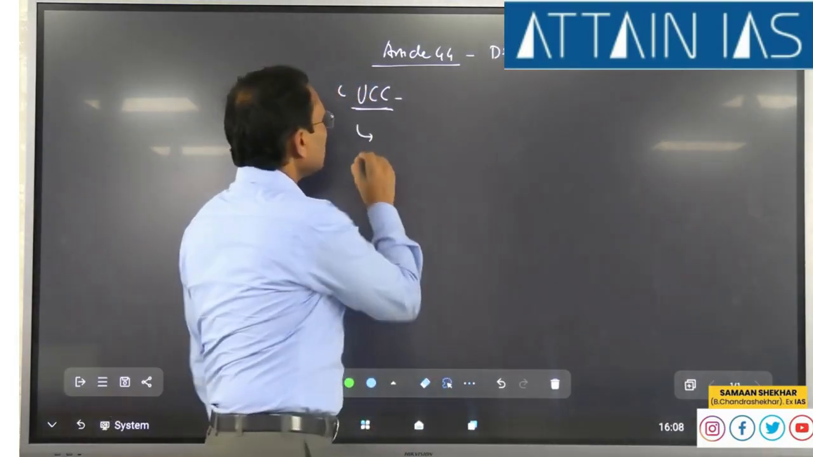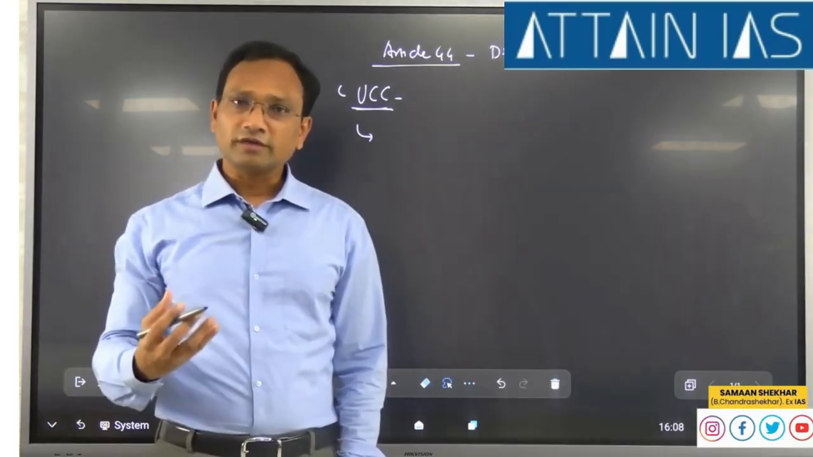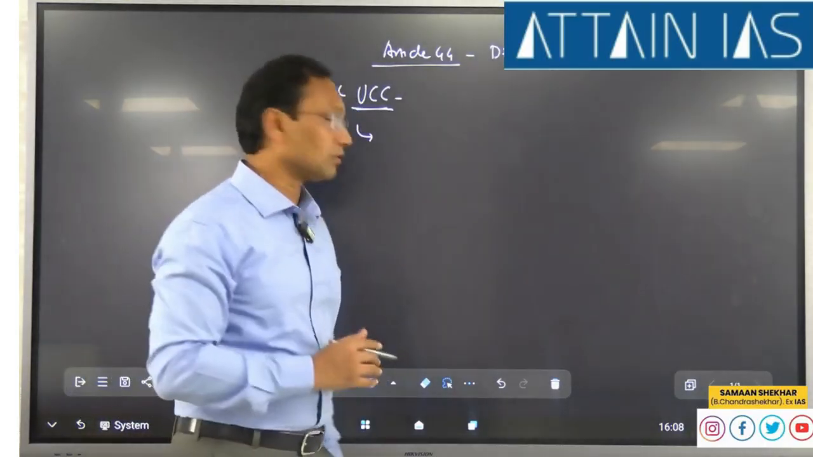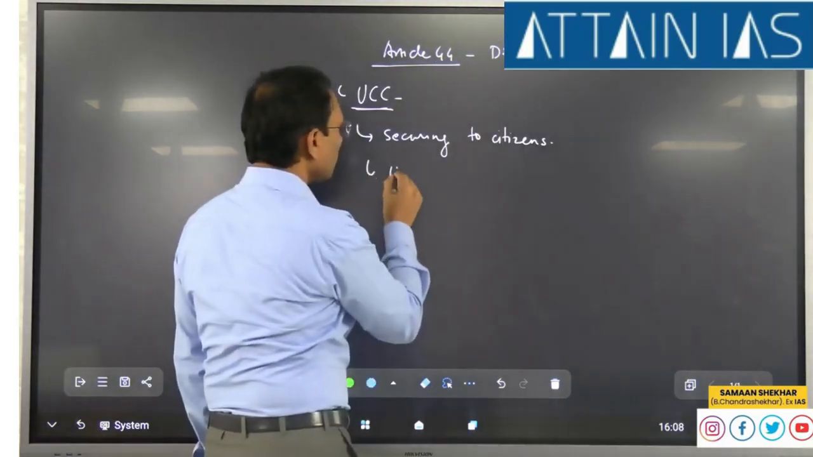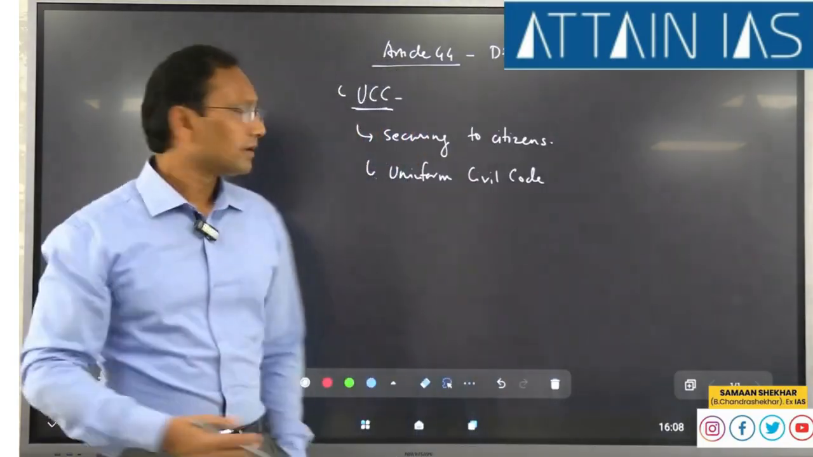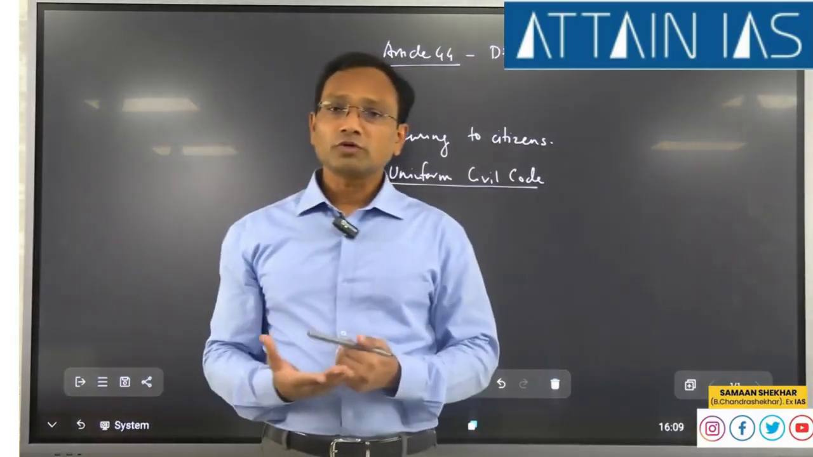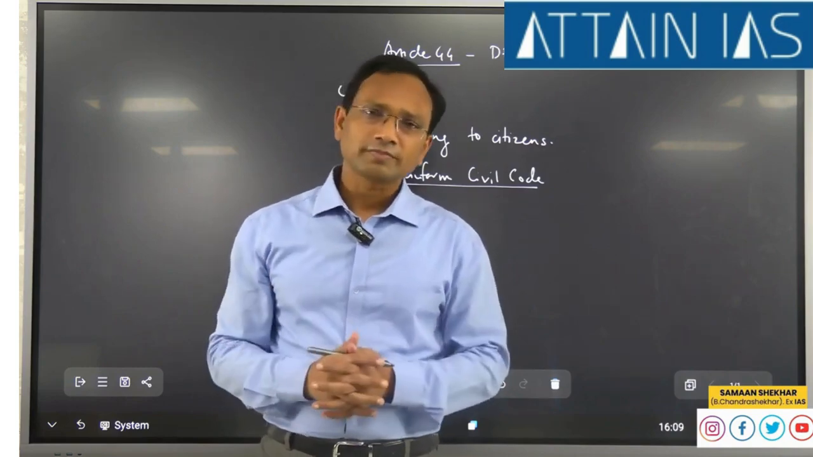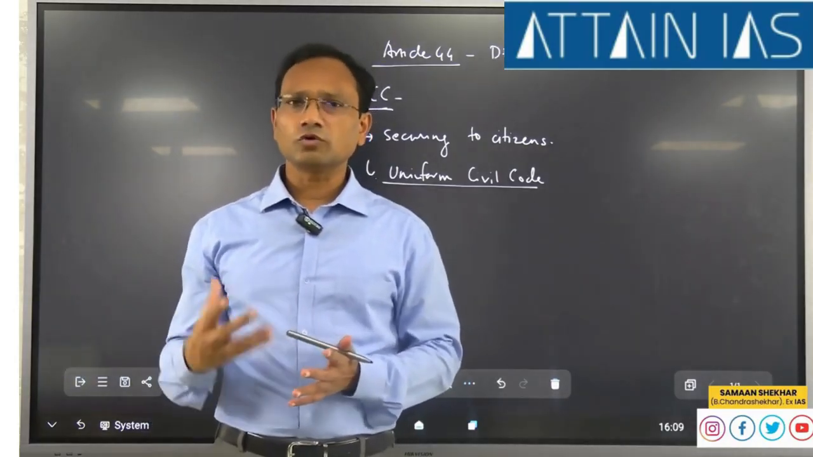So this article gives a directive to the state that the state should endeavor to secure to the citizens a uniform civil code. It talks about securing to citizens a uniform civil code. Of course, it talks about doing it in the territory of India, but for us, this is important. Now, when we talk about uniform civil code, we have various ideas about it. But let us try and understand how this concept has evolved over the years.